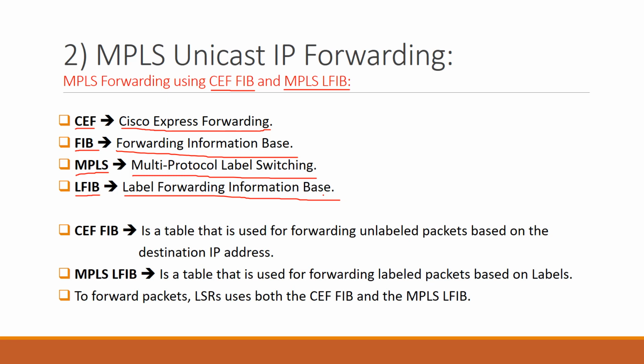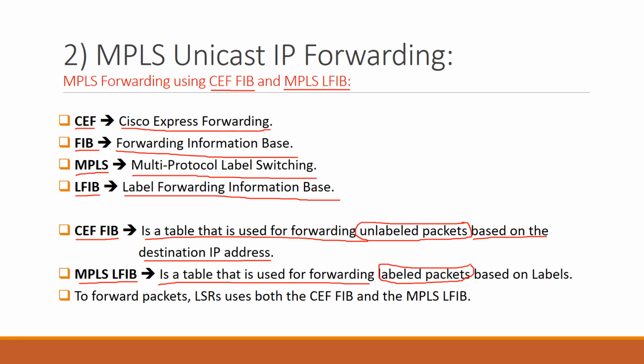So what are CEF FIB and MPLS LFIB? By definition, CEF Forwarding Information Base is a table that is used for forwarding unlabeled packets. Based on what? Based on the destination IP address. So what is MPLS LFIB? MPLS LFIB is a table that is used for forwarding labeled packets based on labels, the labels attached to the IP packets.